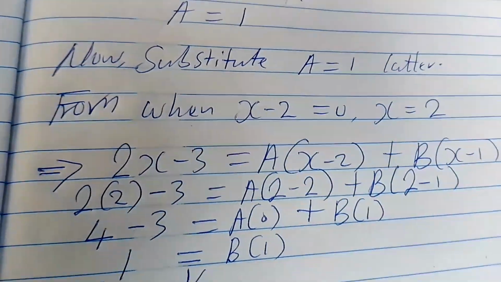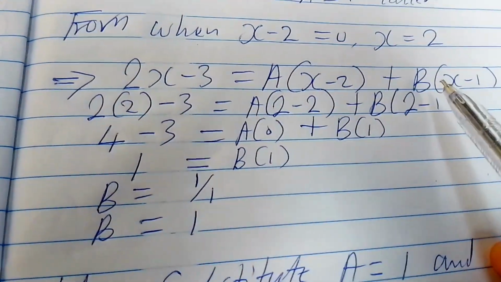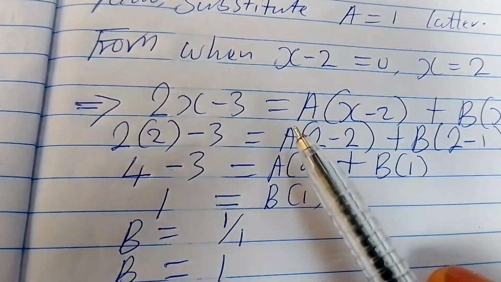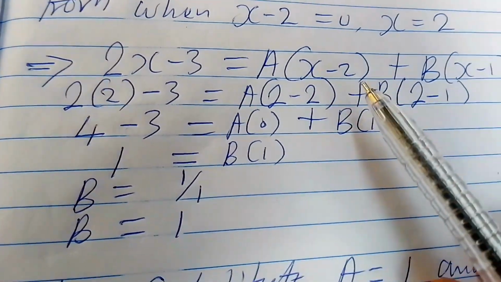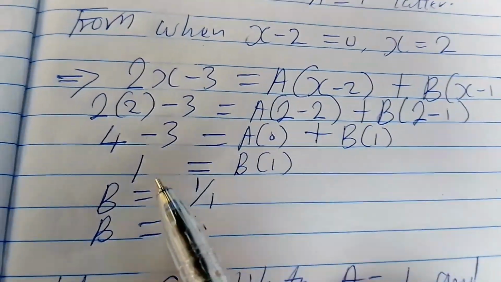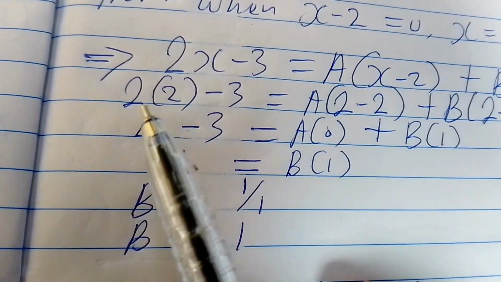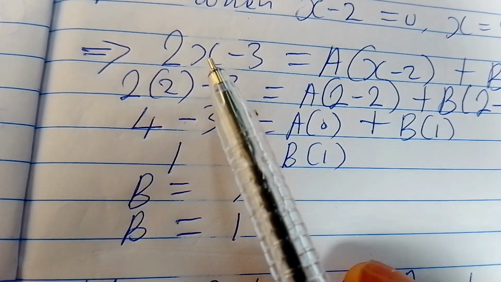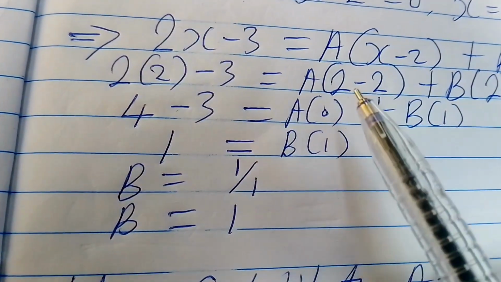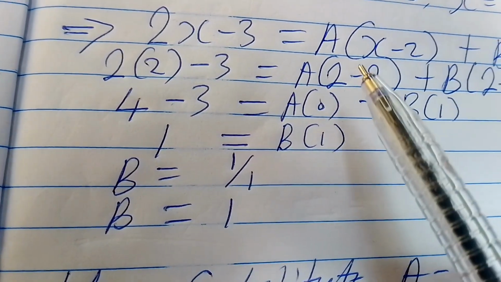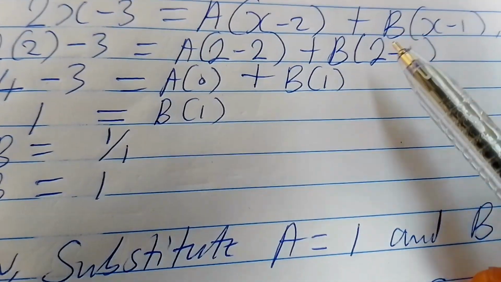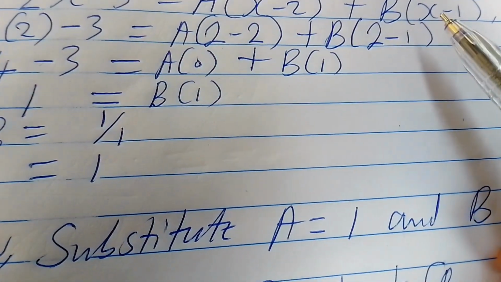So now, if x is 2 at this point, and the expression we have initially was 2x minus 3 equals a bracket x minus 2 plus b bracket x minus 1, anywhere we see x, we put 2. So this becomes 2 bracket, instead of x here we put 2, minus 3, equals a bracket, anywhere we see x we put 2, minus 2, plus b, anywhere we see x we put 2, minus 1.